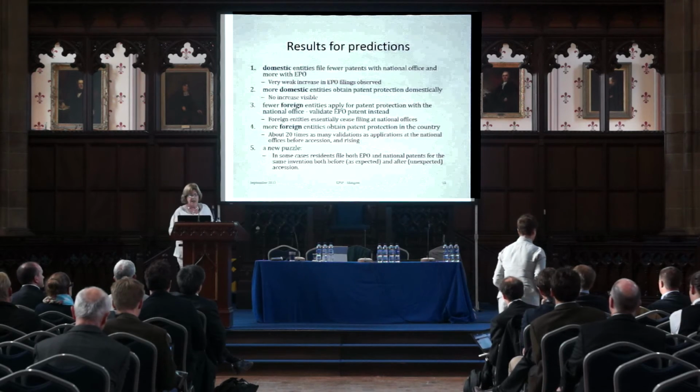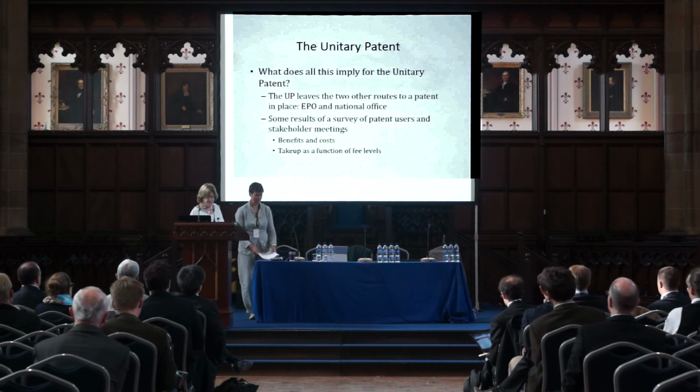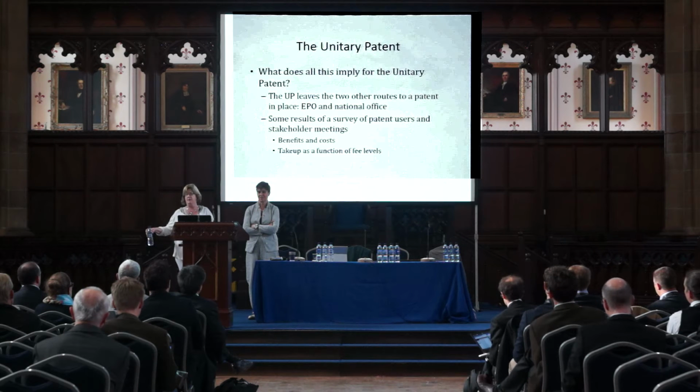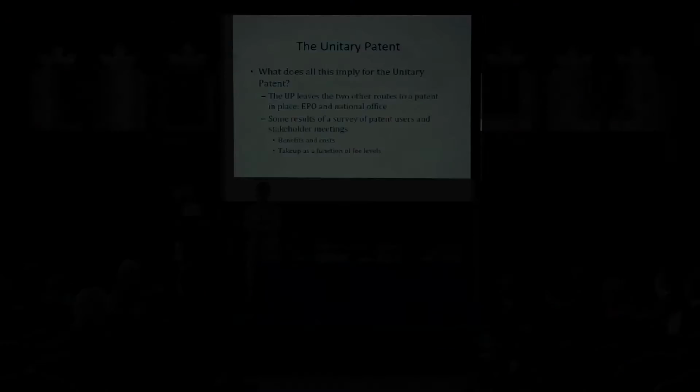And we have a new puzzle, which I already discussed, which is that in some cases residents file both EPO and national patents for the same invention both before and after accession, which is unexpected. And so I'll stop there, but what it says to me is we probably ought to worry about the fact that we've complicated the system by introducing the unitary patent, okay? Because this tells you that a complicated system causes firms to try to use all pieces of it simultaneously.